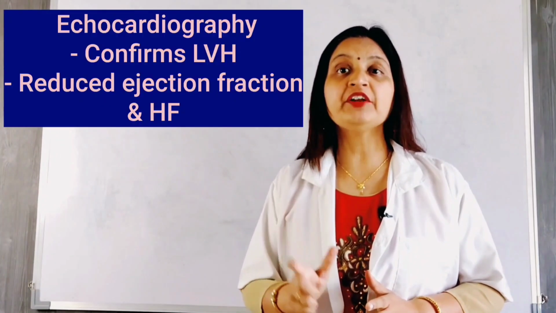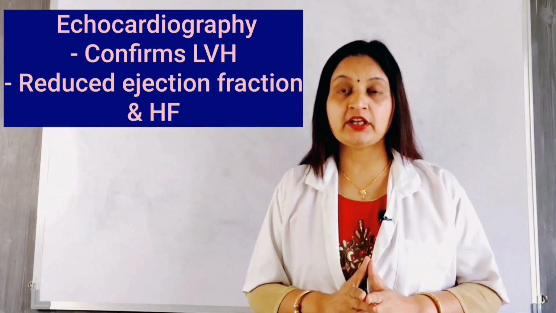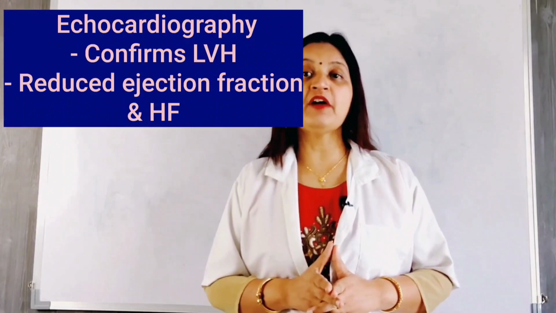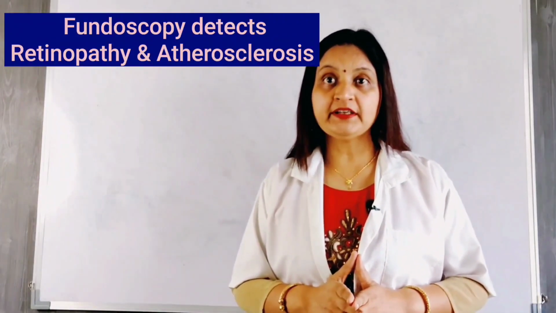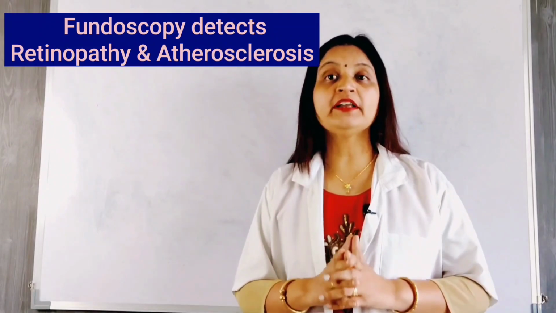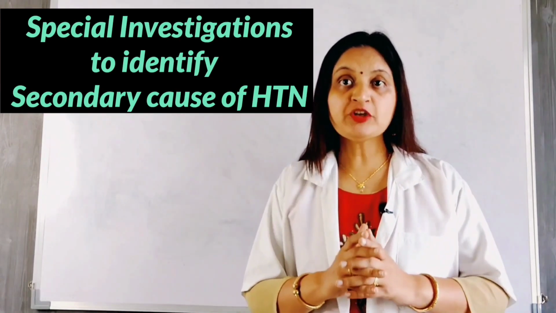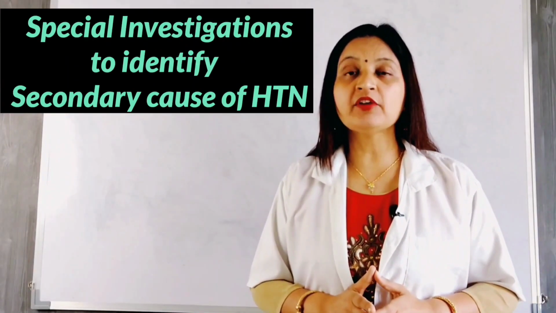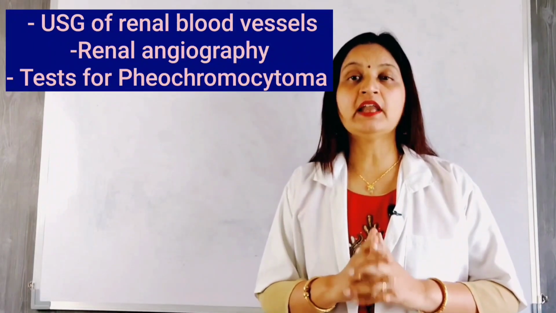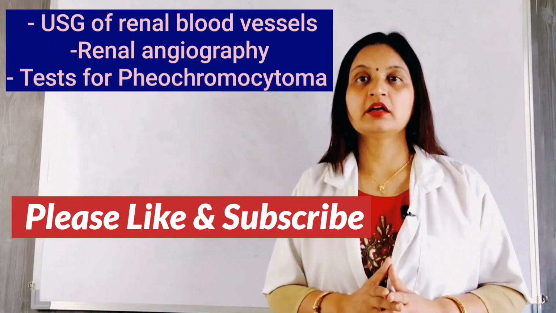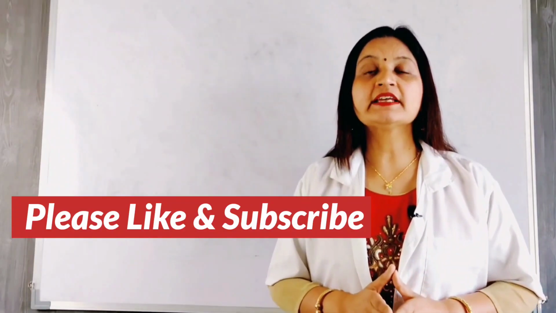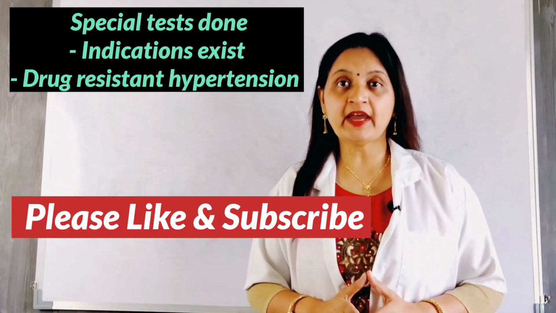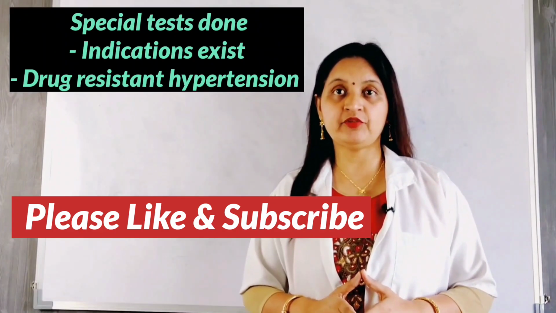Echocardiography confirms left ventricular hypertrophy, and reduced ejection fraction is an indication of heart failure. In the eye, examination with fundoscopy reveals the condition of retinal blood vessels. It may show signs of retinopathy and atherosclerosis. Special investigation should be performed to identify the secondary cause of hypertension, for example, ultrasonography of renal blood vessels, renal angiography, tests for pheochromocytoma. These tests are performed when indications exist and hypertension is considered to be drug resistant. So this is how the patient should be evaluated prior to initiating antihypertensive drug therapy.